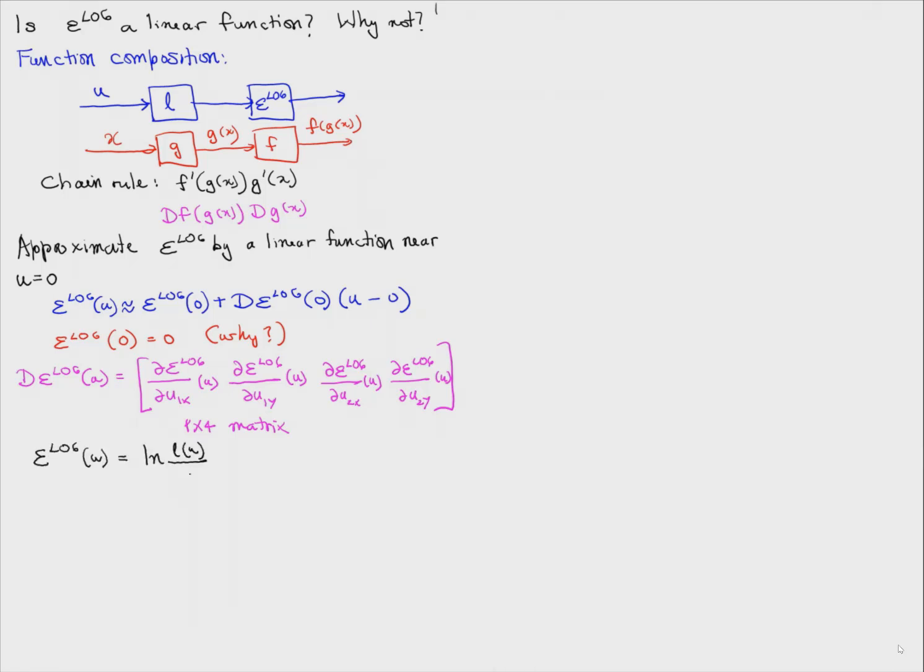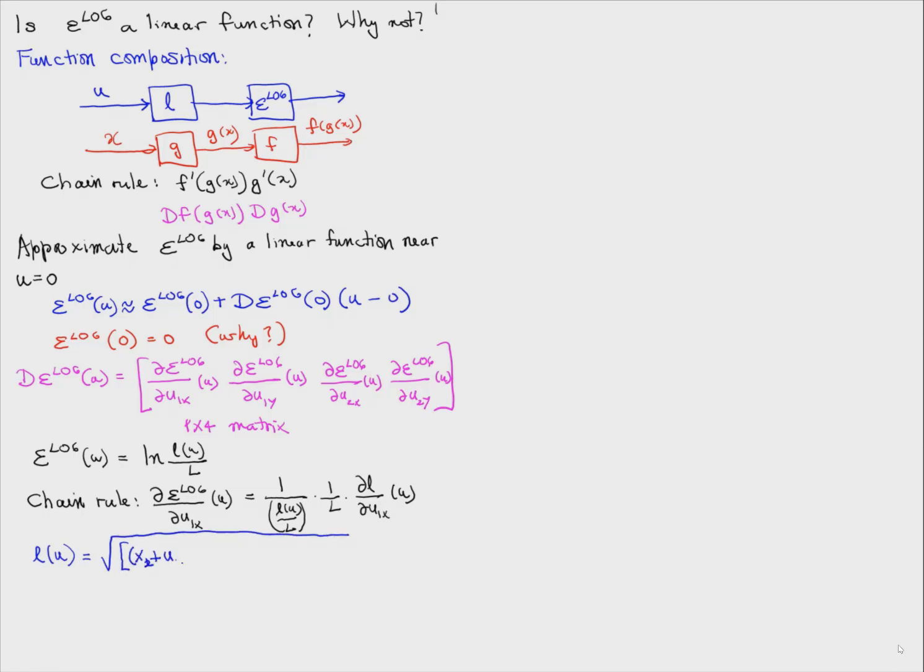Recall that epsilon log of u is given by this formula. Applying the chain rule, first we take the derivative with respect to little l, and then the derivative of little l with respect to u. We'll do this component by component, first with respect to u1x. So L of u, recall again, by the Pythagoras theorem from a few videos ago, is like this. So dl by du1x is just a straightforward application of computing derivatives.